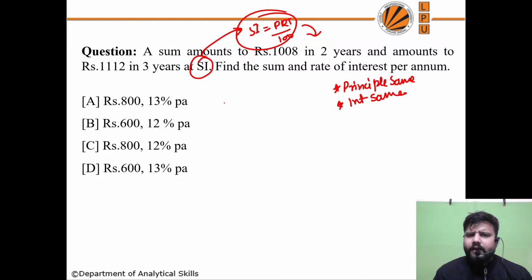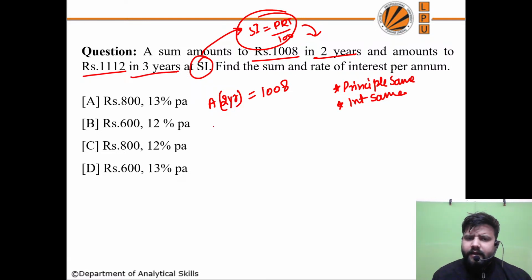So what I know is that a sum amounts to 1008 in 2 years. It means this is the amount after 2 years, which is 1008. Now the second one is given to you as the amount after 3 years.